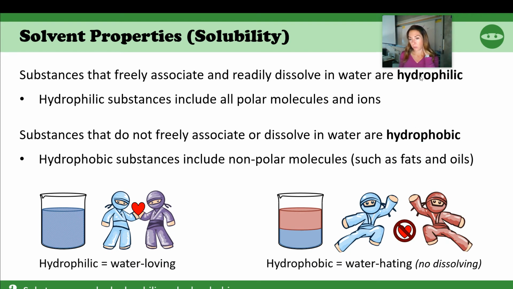We've already talked about hydrophilic and hydrophobic when we were talking about our phospholipids, but now you can use them as a review with solvents and solubility. Substances that freely associate and dissolve are called hydrophilic because they have all those polar molecules, and substances that do not are called hydrophobic, right? So water loving, water hating. Hydrophobic substances include things like fats and oil. That's what we just talked about, right?